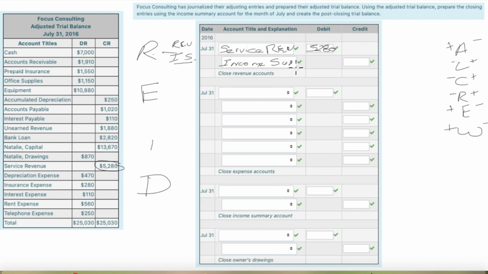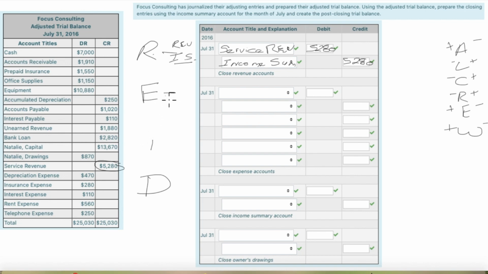Just use income sum for short. And because we need to make this balance, it's 5280. All right, perfect. So let's look at expenses.